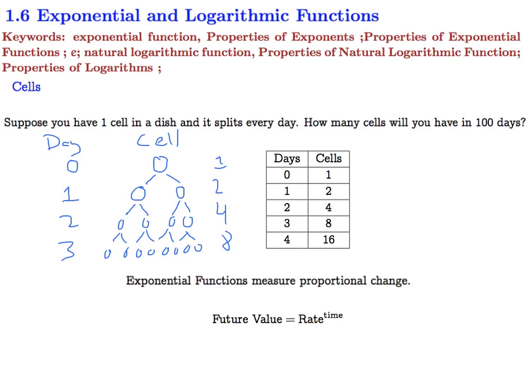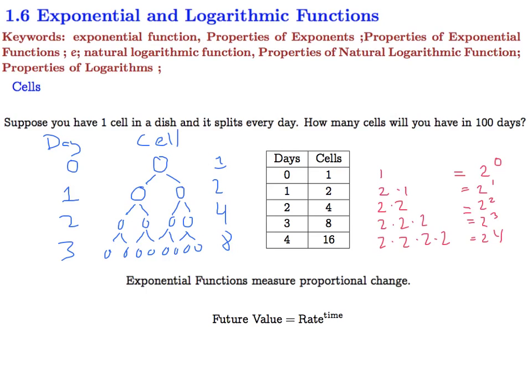So on day 0, we just have one cell. On the first day, we double the cells. On the second day, we take 2 times the previous day's cells. On the third day, we take 2 times 2 times 2, so we double again the previous day's. On the fourth day, we double again. And we want to think about, what's the shorthand for each of these numbers? So the shorthand is 2 to the 0, 2 to the first, 2 to the second, 2 to the third, and 2 to the fourth.